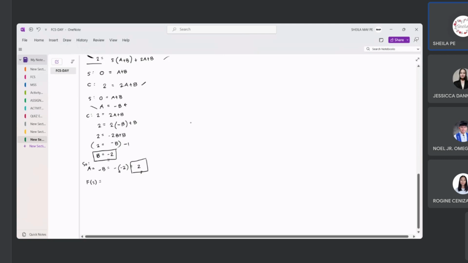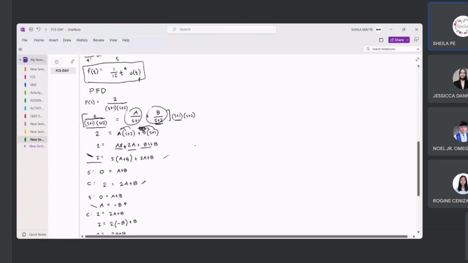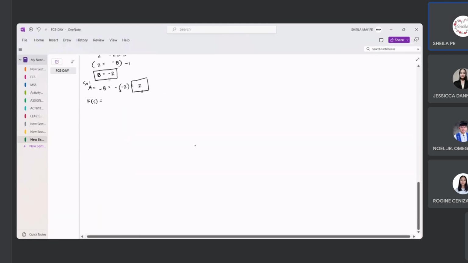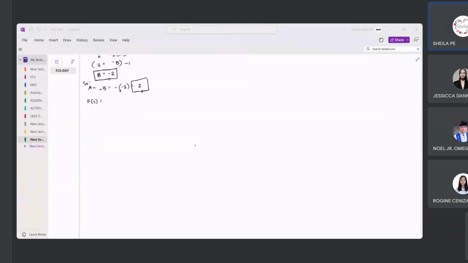Our a, di ba natay form ganina, kani? Di ba we have this form and this form? Okay, so we have our a as 2 over s plus 1 minus 2. Minus na siya kasi di na siya plus kay b is negative 2. Okay, negative 2s plus 2.